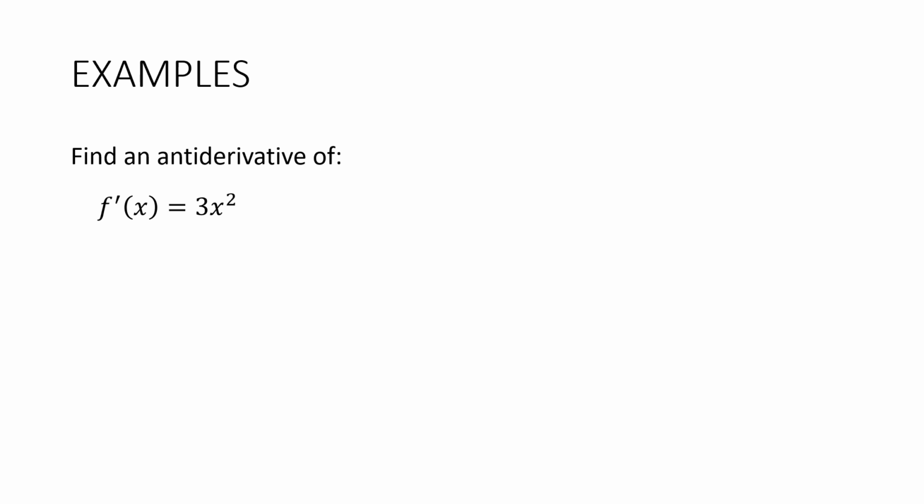So let's look at a couple of examples. Find an antiderivative of 3x squared. So similar rules to differentiation. This 3 is just going to hang around. So we're going to have 3x to the power of 3 divided by 3, which is x cubed.